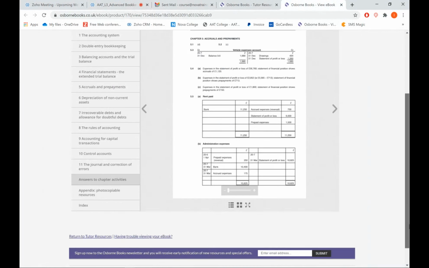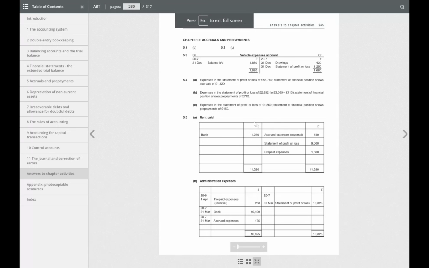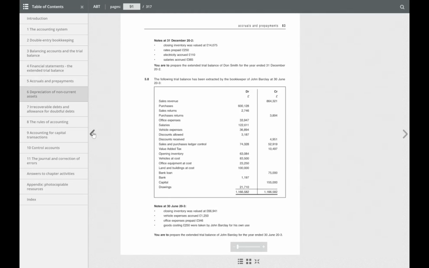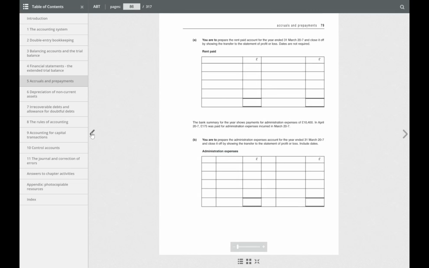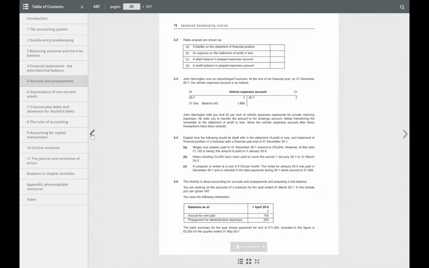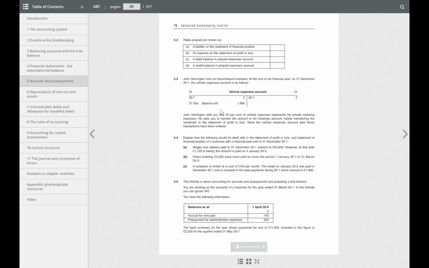Okay, so next question. We go back to page number 245. This chapter is very important. So we did question number 5.3, 5.4.